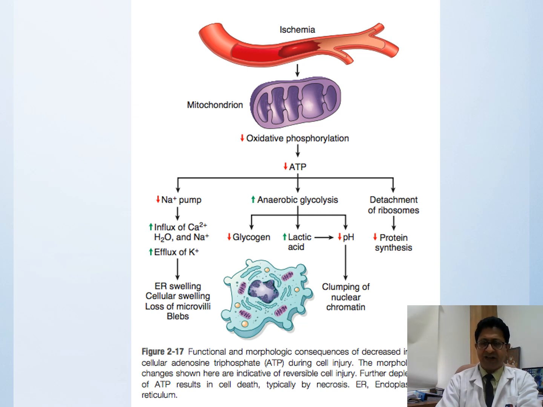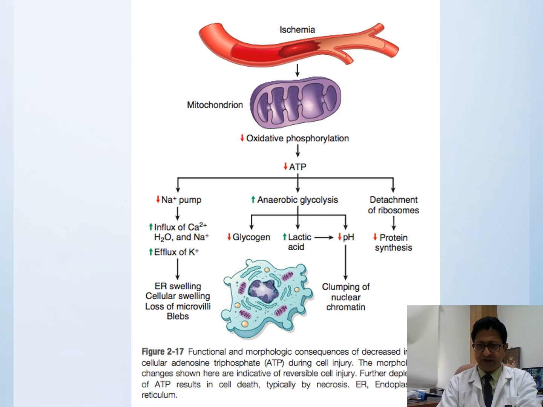And when you look into the other aspects, due to decreased ATP synthesis, there can be increased anaerobic glycolysis. And because of this glycolysis, naturally there is decreased glycogen content, and then there can be an increased lactic acid, and the pH because of this can be decreased. When the pH is decreased, morphologically when you look into the cell, there can be a clumping of the nuclear chromatin.